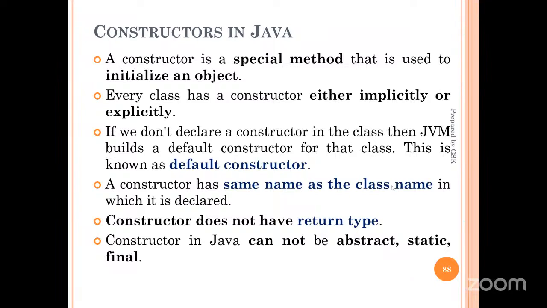Next point is, the constructor doesn't have any return type. A method can return values, but a constructor doesn't have any return values. So a constructor in Java cannot be abstract, static, and final. You cannot use keywords like abstract, static, and final for constructors, but you can use these for methods. Just go through these points. If you have any doubts, let me know.